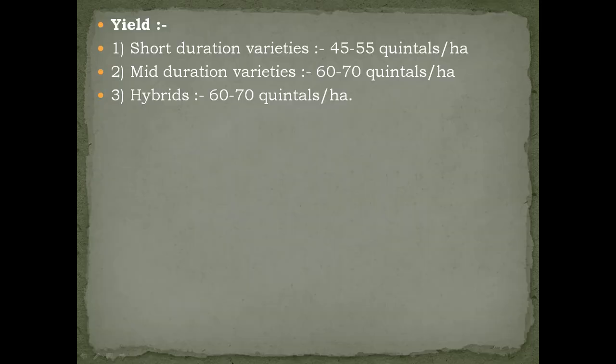Next one, the yield. Generally in rice, there are different types of varieties. In case of short duration variety, the yield is 45 to 55 quintal per hectare. Then mid duration or medium duration variety, that is 60 to 70 quintal per hectare. Then for hybrids, that is 60 to 70 quintals per hectare.